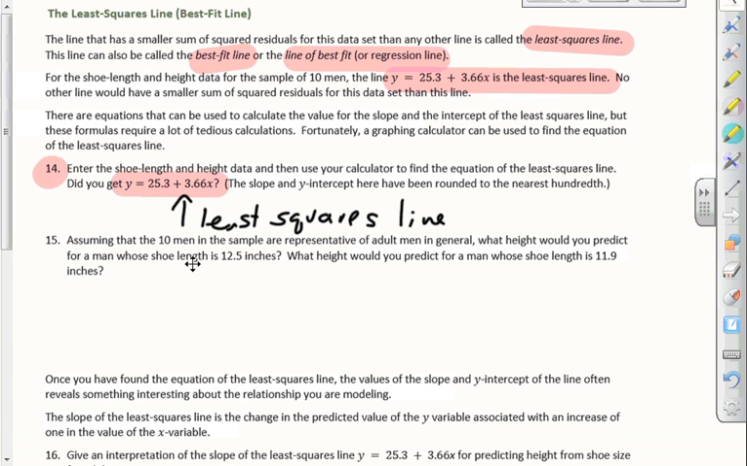Okay, so assuming the 10 men in the sample are representative of adult men in general, what height would you expect or predict for a man whose shoe length is 12.5? This you shouldn't need any help on. We know that the reason we fit a linear model to this data is so that we can predict. So we would take 12.5, substitute in for x, and the same thing with 11.9. So once you pause the video, go ahead and calculate the predicted height for 12.5 inch shoe length and 11.9.